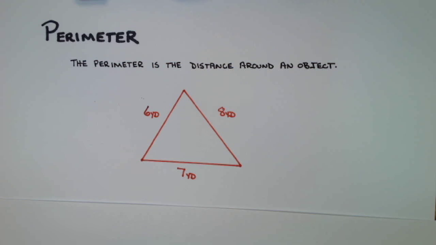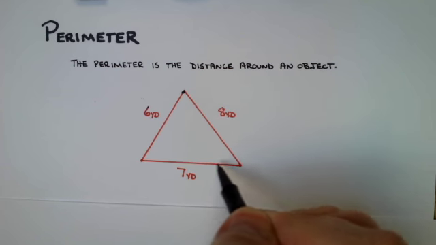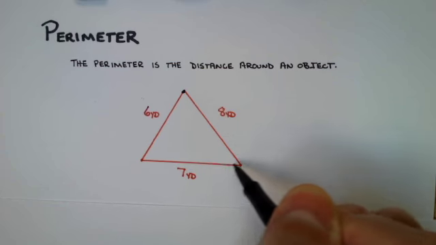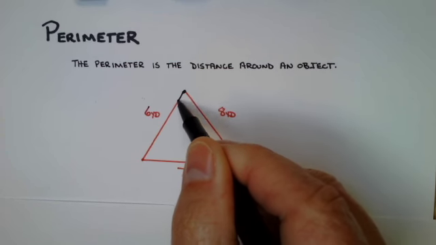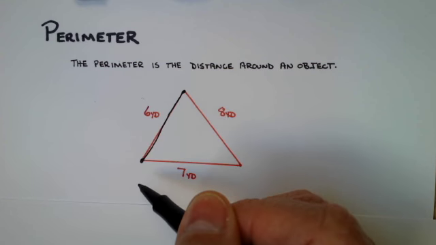In this video, we're going to talk about perimeter and how to find the perimeter of most objects. The perimeter is simply the distance around an object. You simply start at one point and you need to find the distance you're going to walk if you go completely around the object. So if I start here and go to this point, I have traveled 6 yards.